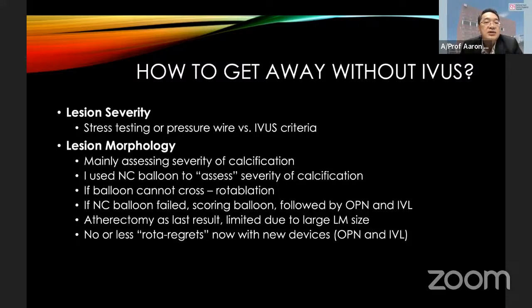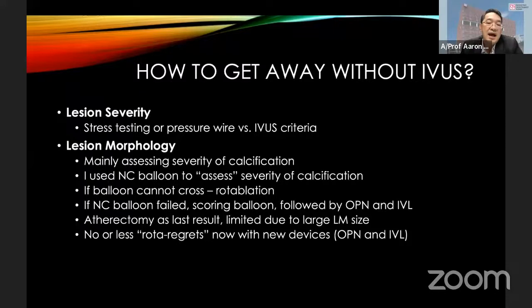How to assess lesion morphology? Mainly is assess severity of calcium. My philosophy is I use NC balloon to assess the severity of calcification. If the balloon cannot cross, then you have to rotate the blade. If the NC failed, then I will use a scoring balloon followed by, if it's failed again, OPN. And now we have IVL for severe calcification.